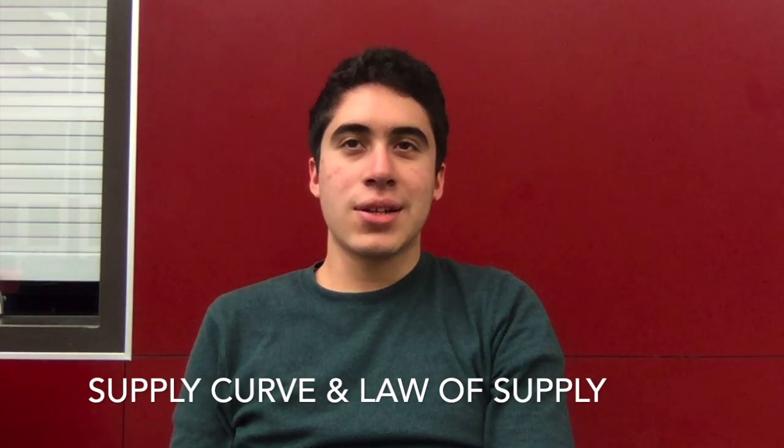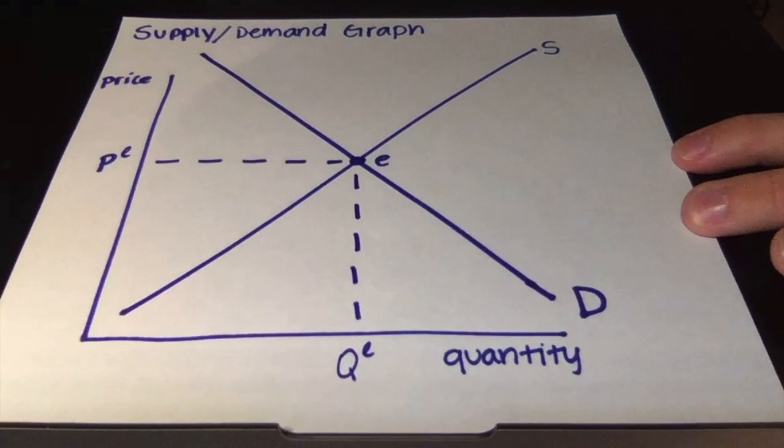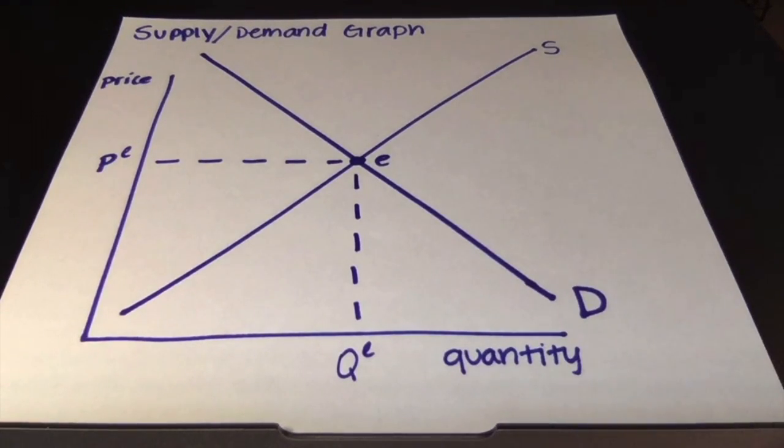A supply curve shows the relationship between the quantity supplied and the price. The law of supply says that other things being equal, the price and quantity supplied of a good are positively related. Okay, so here we have the supply and demand graph. It's where the situation is modeled.